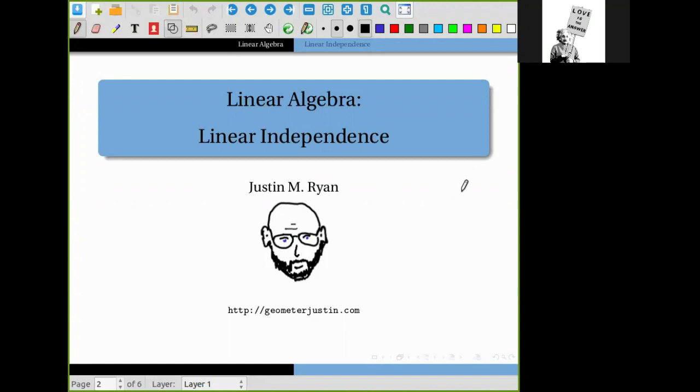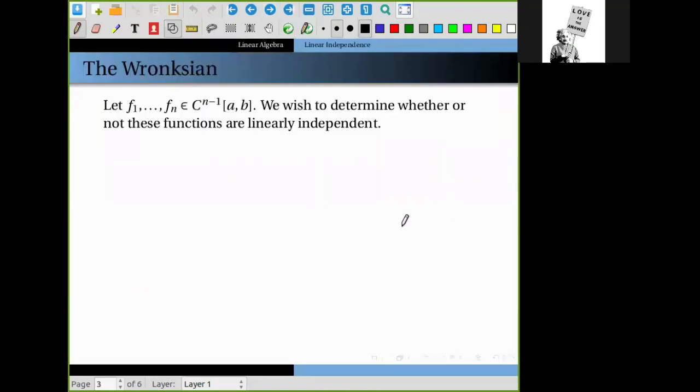In this video I want to talk a little bit about linear independence, and in particular I want to talk about the Wronskian. So we've discussed linear independence a little bit in class, and one major question is how do we determine whether or not a set of n functions in the function space C^(n-1), so these are the functions with n-1 continuous derivatives on the domain (a,b), are linearly independent.